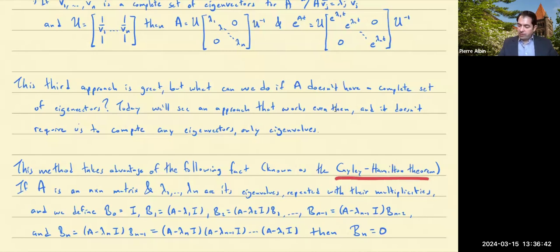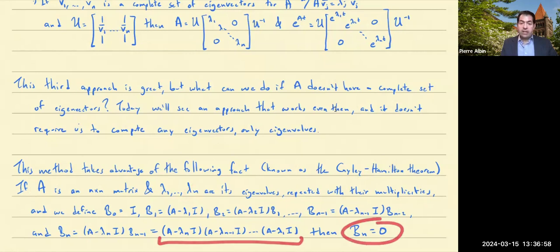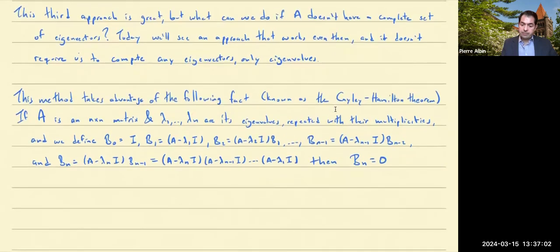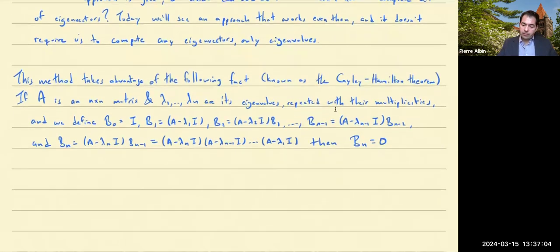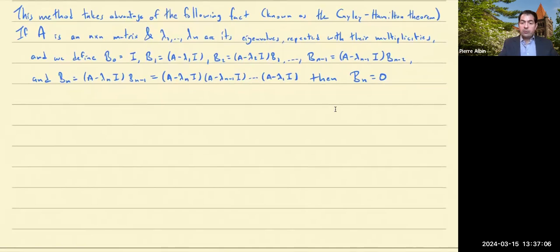So that's what the Cayley-Hamilton theorem says, that if you take the eigenvalues of a matrix repeated with multiplicity, so an n by n matrix, you always have exactly n, and then you form these matrices, A minus eigenvalue times the identity, and multiply them all together, then you'll get 0. Okay, so that's what's behind making this algorithm work.